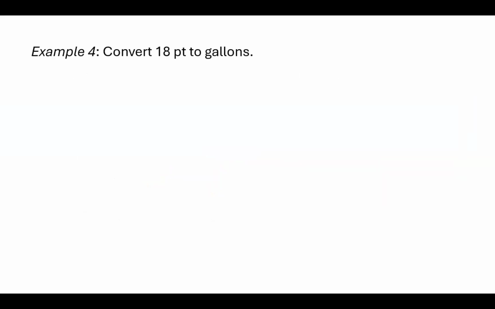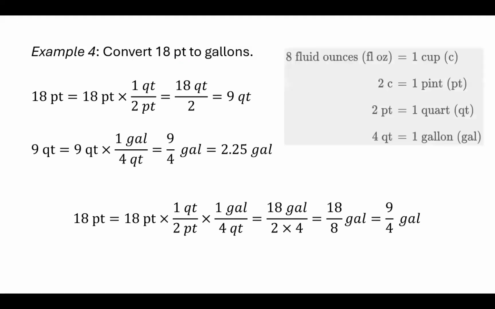Let's do another example. PT is the abbreviation for pints. So we're going to convert 18 pints to gallons. To make this conversion, we now need a different table. Now we're doing capacity. Capacity is a measure of liquid, so how much liquid you have in a container.